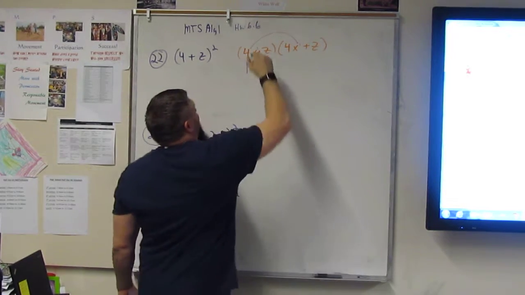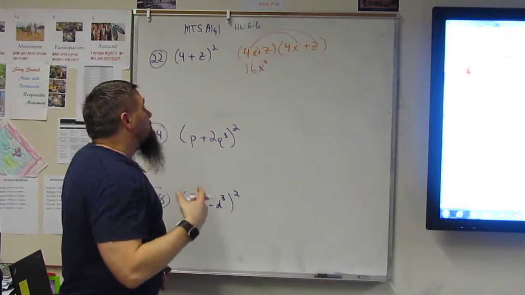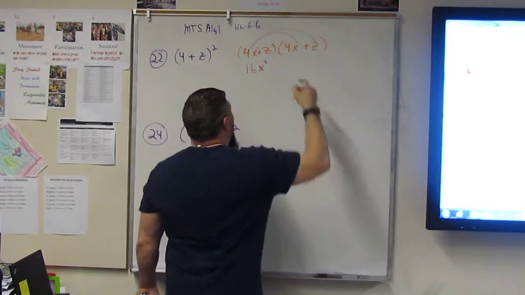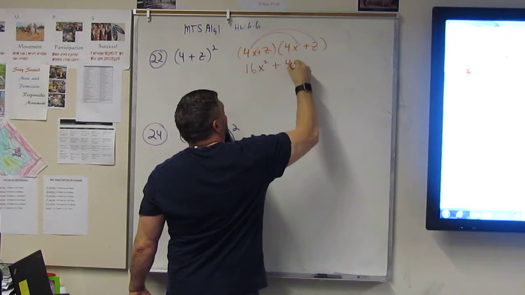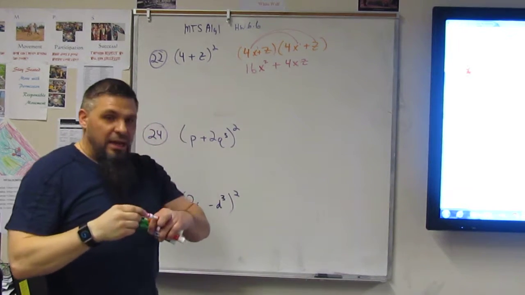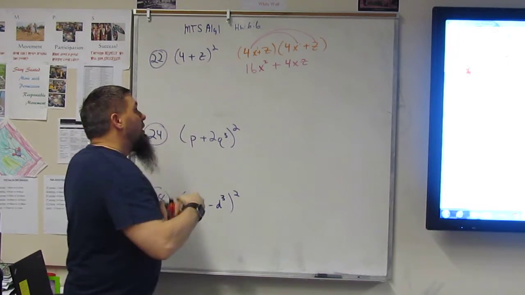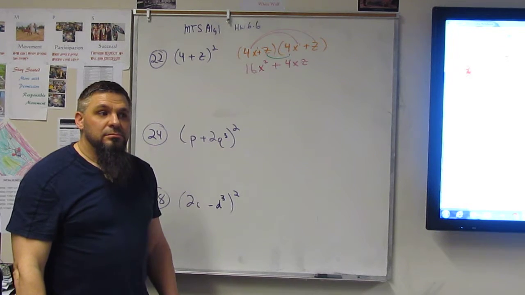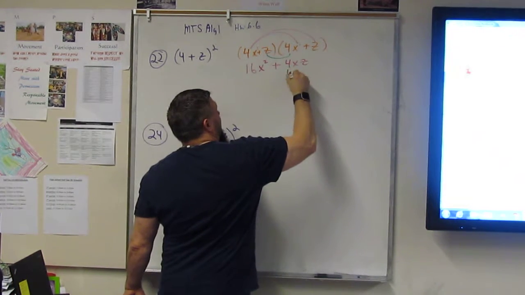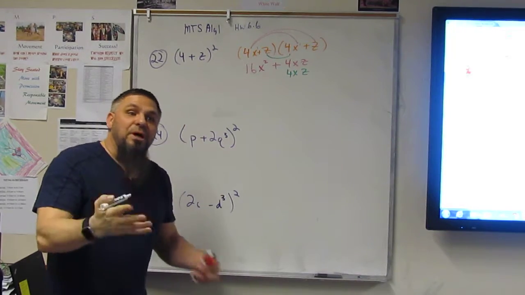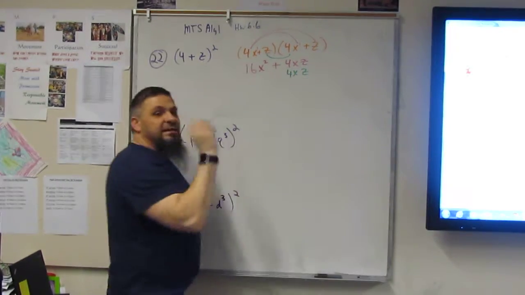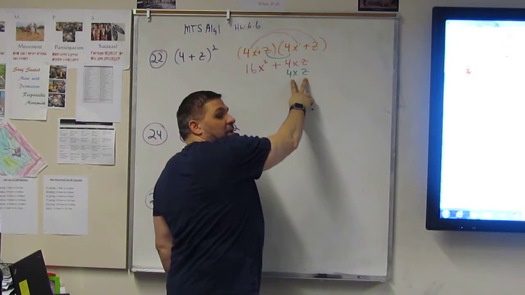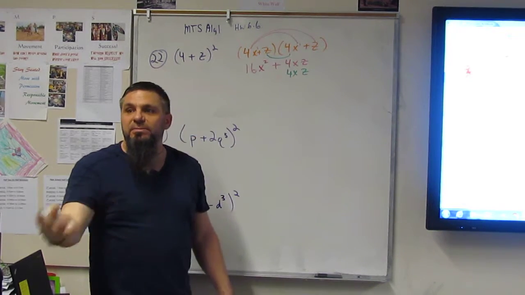Alright, so then we've got this times this. So what is 4x times z? 4xz, right? It's just plus 4xz. Okay? Now I'm going to change my color, and I'm going to go this way. What's z times 4x? Z4x, or 4xz again, right? And I'm going to plug that in right underneath, because it's just like this one.